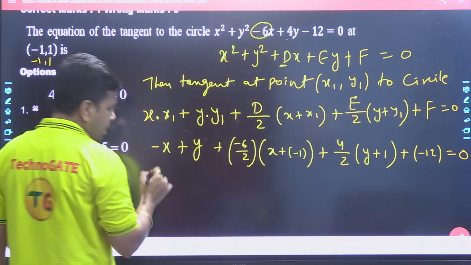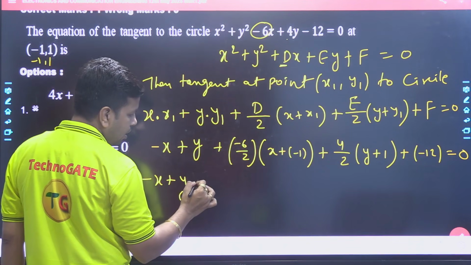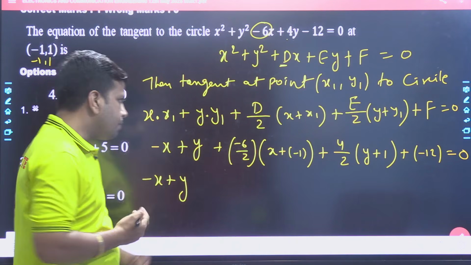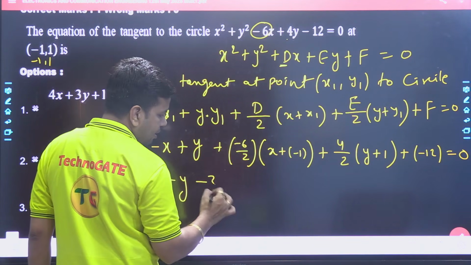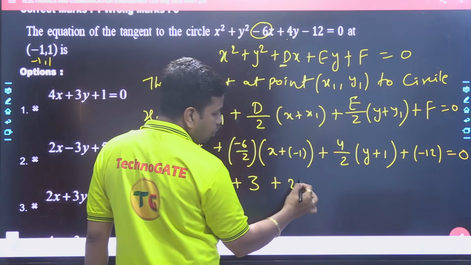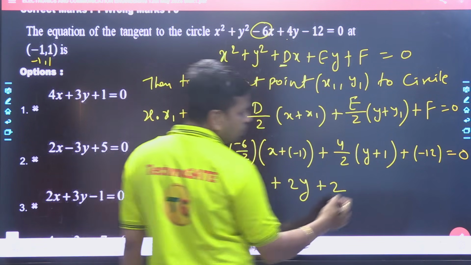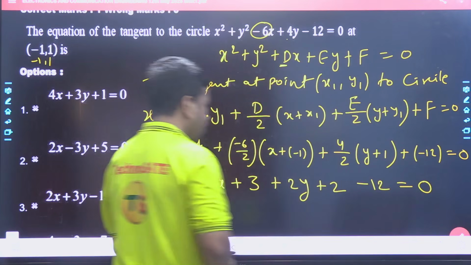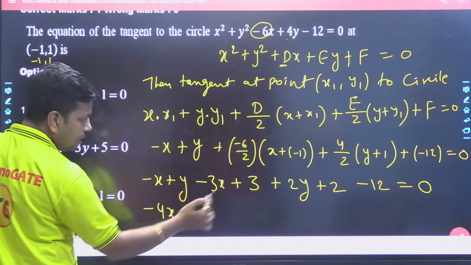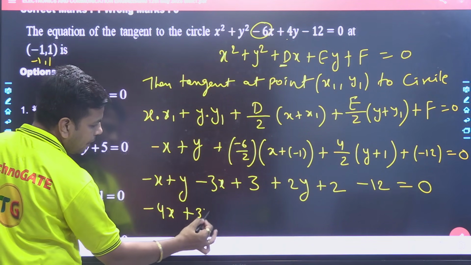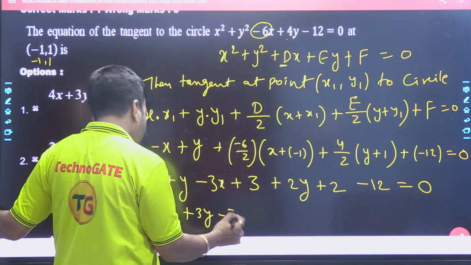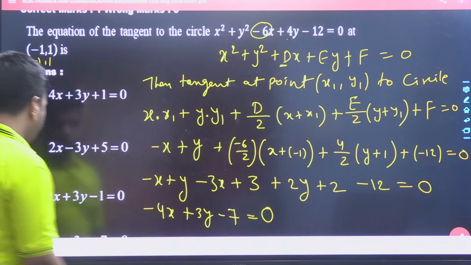Got it? So say this is minus x plus y. Now x minus 1. This is minus 6 by 2, what is it? It's minus 3. So minus 3x plus 3. This becomes 2, so 2y plus 2, and minus 12 equals to 0. So see, this is minus 3x minus x, so minus 4x, 2y plus y, so it becomes 3y. And 3 plus 2, 5. 5 minus 12, minus 7, equals to 0.